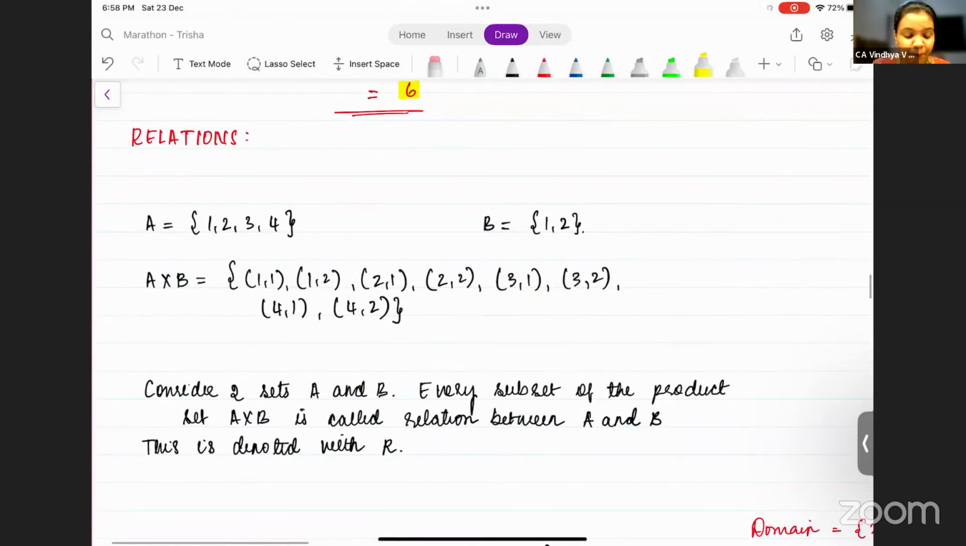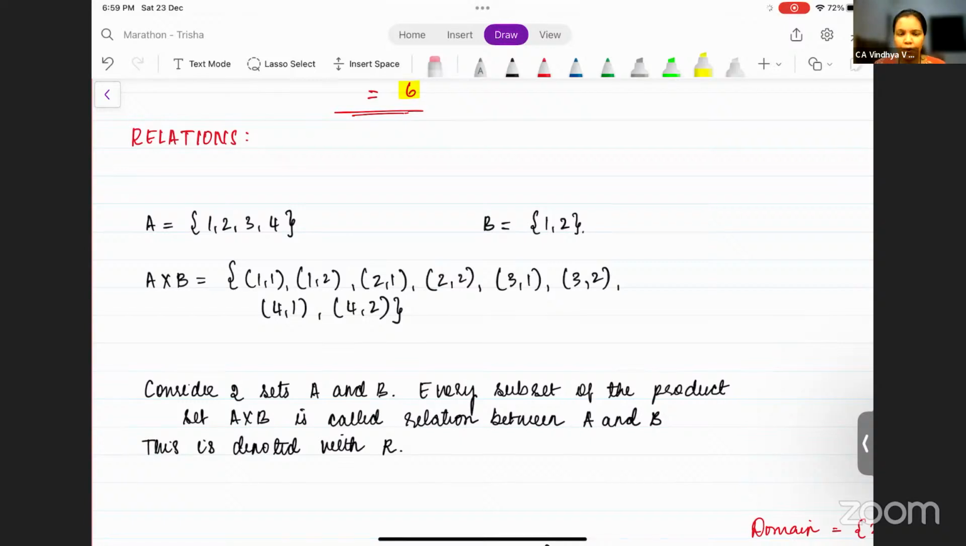Next, moving on to relations. Now, what is a relation? A relation is where the ordered pairs are related to each other. Every subset of the product set is a relation.